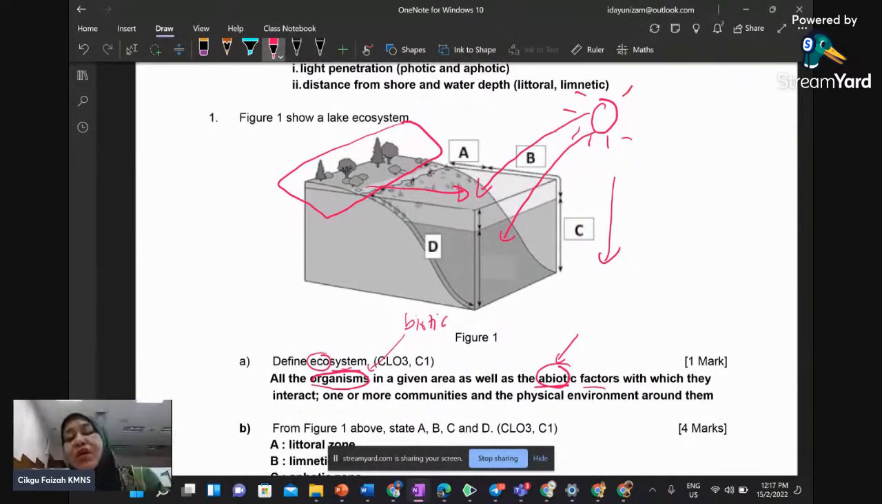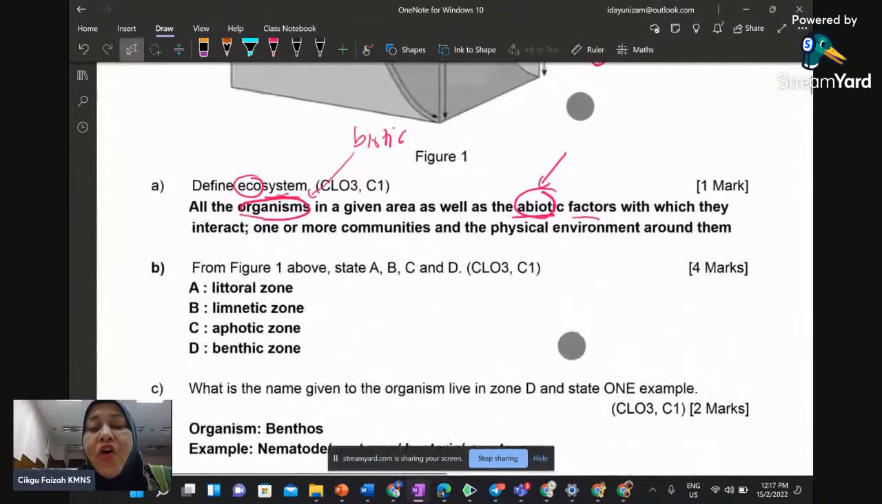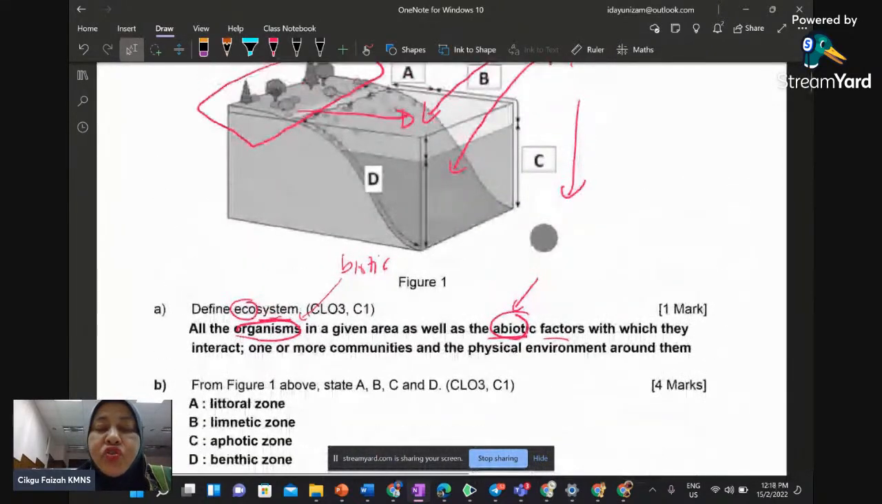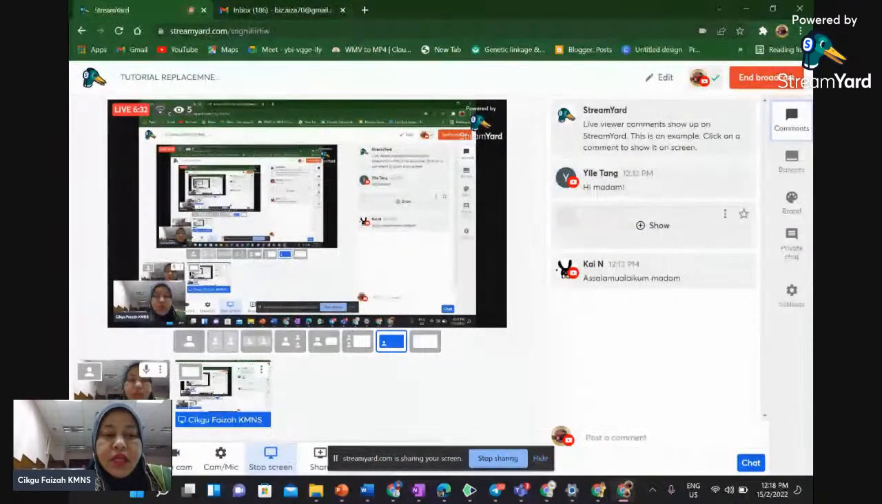So that is how you look into the lake ecosystem, kelas. When you identify the four zones, you look first at A and B, which are from the depth and distance from the shore. A dengan B ni distance from the shore. Kalau you all tengok keyword ataupun muka surat 7 on your notes, you orang boleh nampak cikgu kelas.